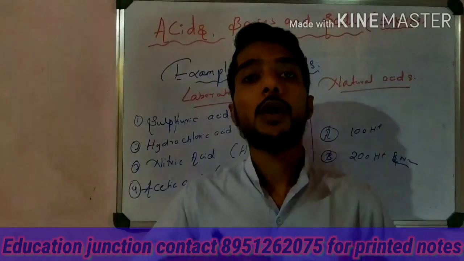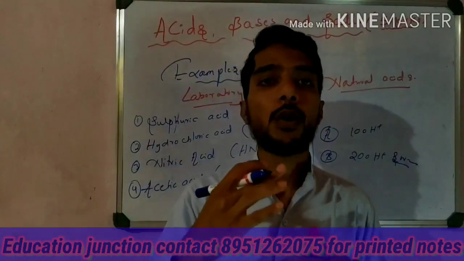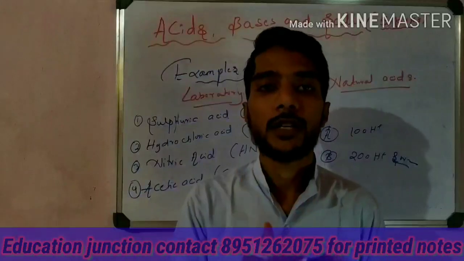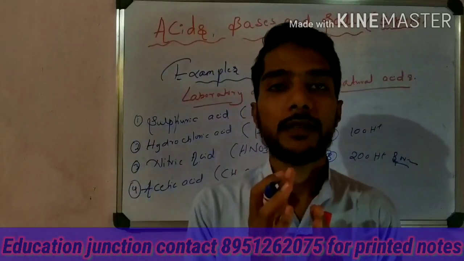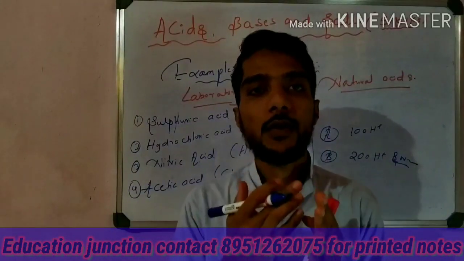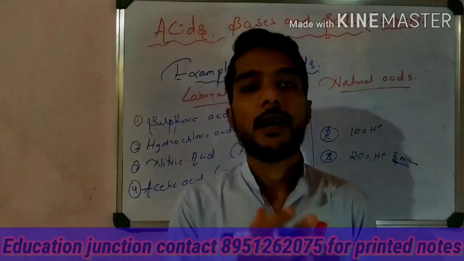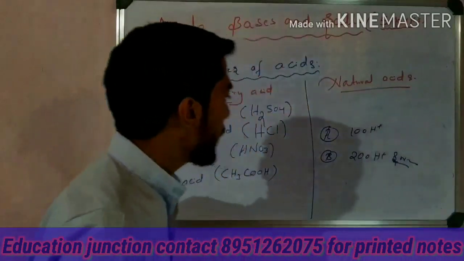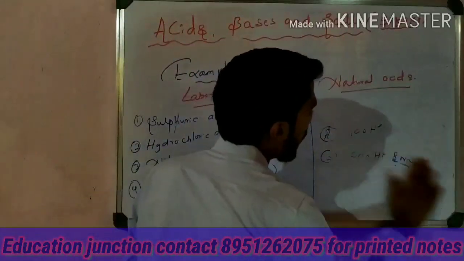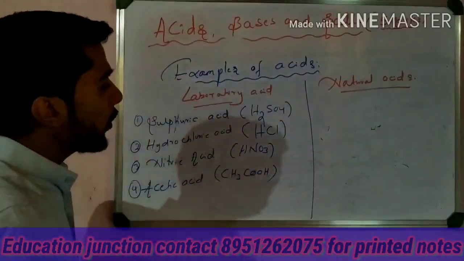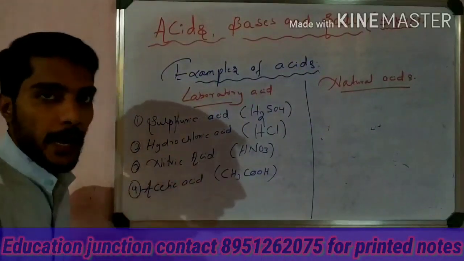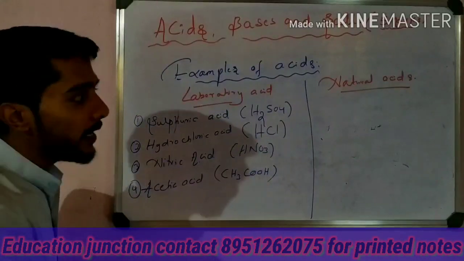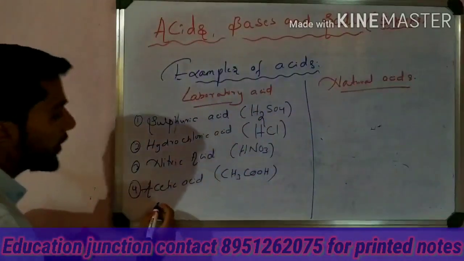Okay, a strong acid is one which gives more concentration of H plus ions, and an acid which gives less concentration of H plus ions is called a weak acid. Now students, if we want to categorize them as weak and strong acids, we can do it like this.